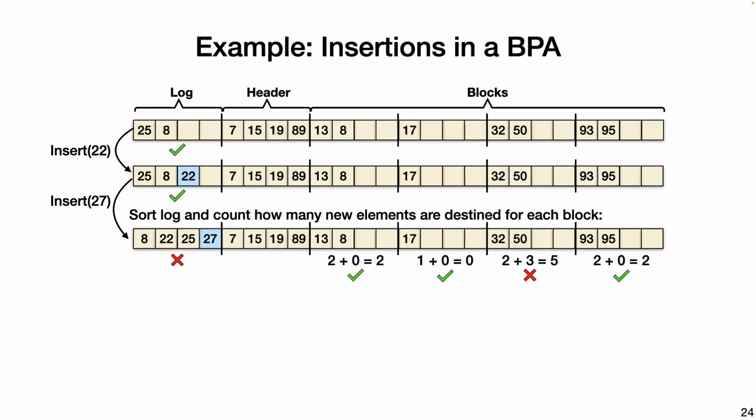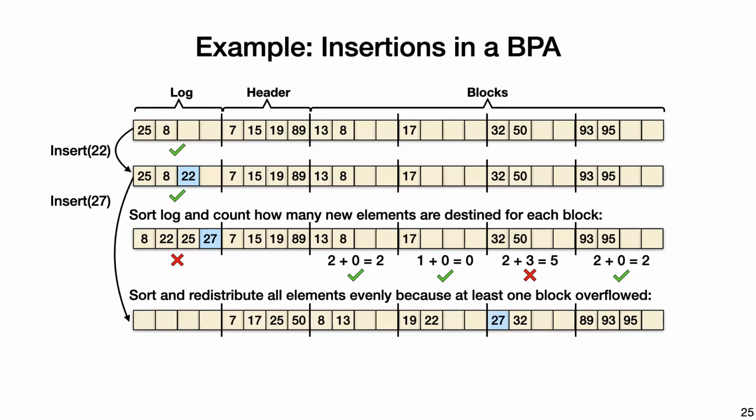So we did something super naive. If any one of these becomes full, just rewrite the entire thing evenly. Because at least one of them became full, it's really easy. You concatenate all the elements, you sort them, and then you distribute them equally across the blocks.